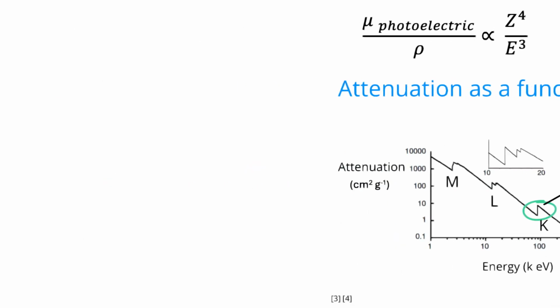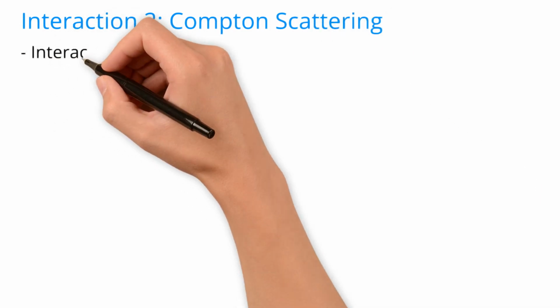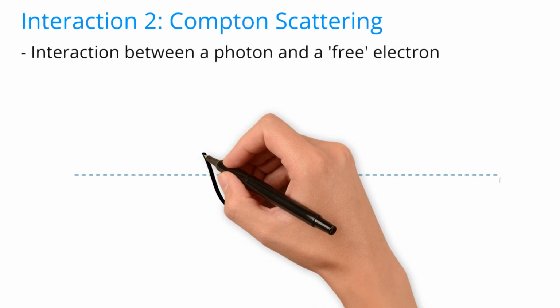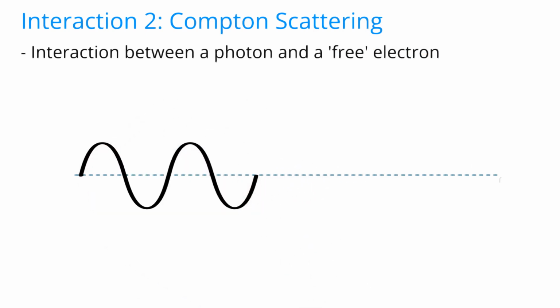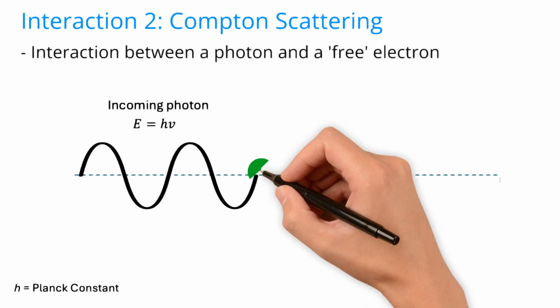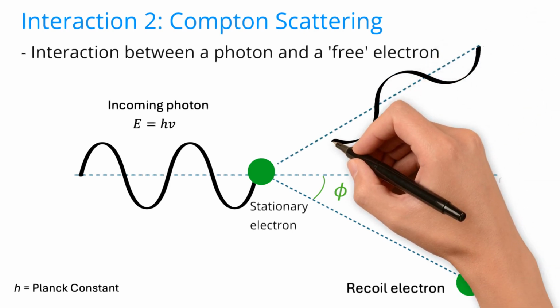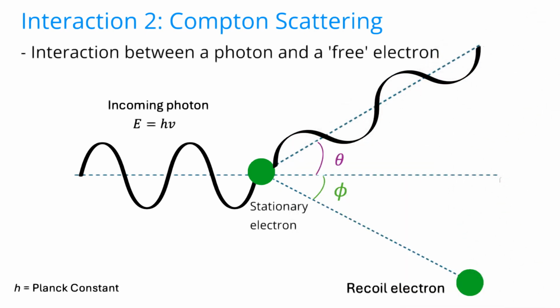The next interaction that we'll discuss is Compton scattering. This describes the interaction between a photon and a free electron. An incoming photon of energy hν, where nu is the frequency, collides with a stationary electron. The electron recoils at some angle phi, while the photon decreases in energy and therefore frequency, and is scattered at some angle θ. The resulting photon has energy hν', where nu' is the new frequency.